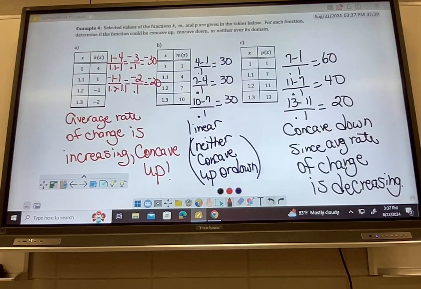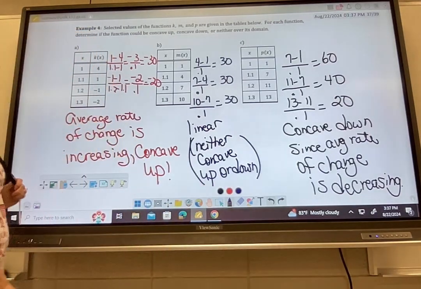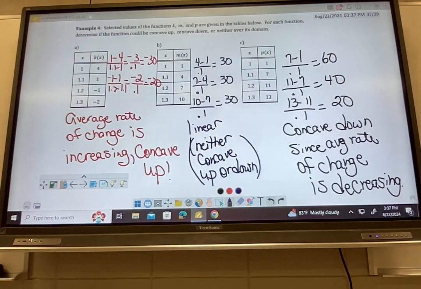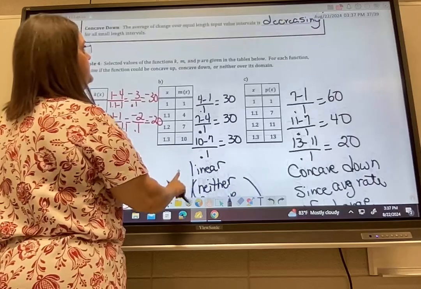Then what I want to do is look to see, are my tables, are my functions concave up, concave down, or neither? So I look at the average rates of change. If the average rates of change are increasing, it is concave up. If my average rates of change are decreasing, it is concave down.